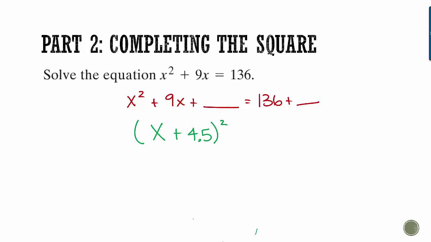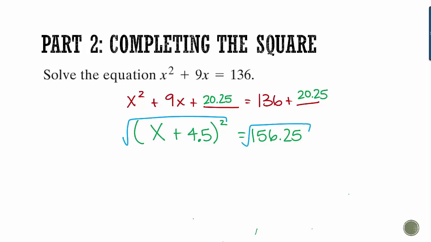And then you have to square 4.5 to go in the blank up there. So 4.5 squared gives you 20.25. And we can't just go adding that to one side, we got to add it to both. So this equals 156.25. And now we get to take the square root of both sides.